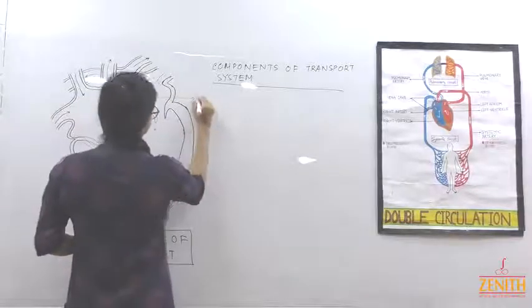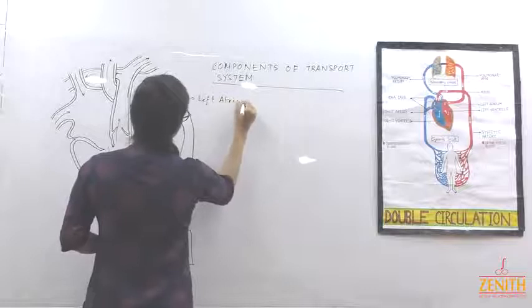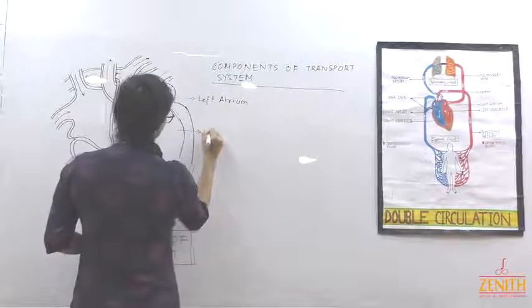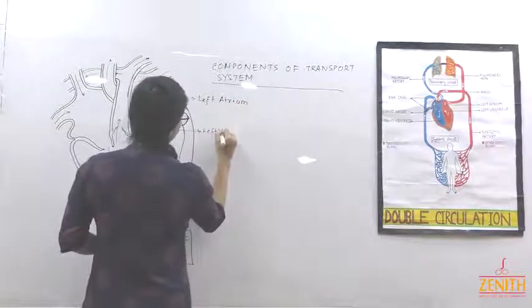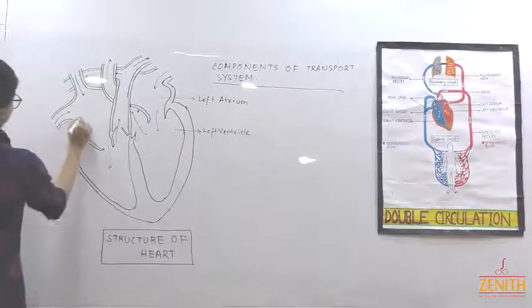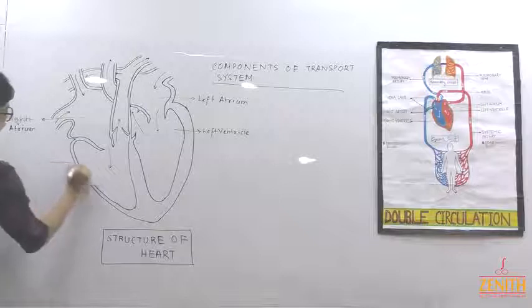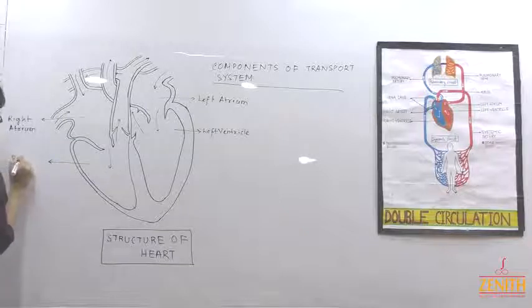This is the left atrium of our heart. This is the left ventricle of our heart. Okay. This is the right atrium, and this is the right ventricle.